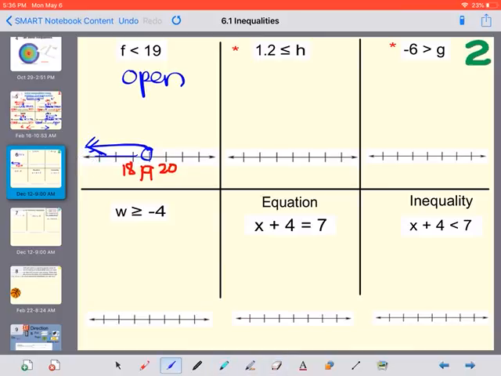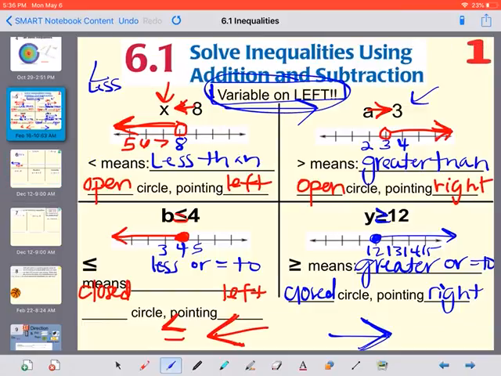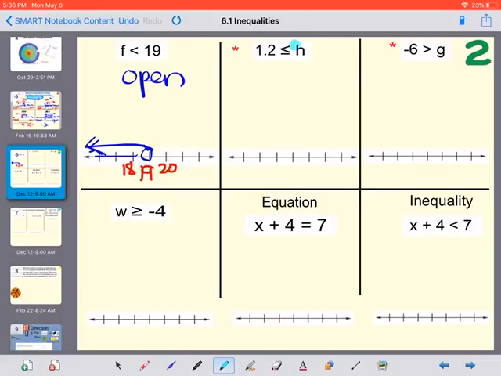That is it. Next one, this one I have a little star by because our letter is not on the left. Remember, we need our variable on the left-hand side. Our letter is now on the right side. So we need to rewrite this or take the whole thing and flip-flop it.